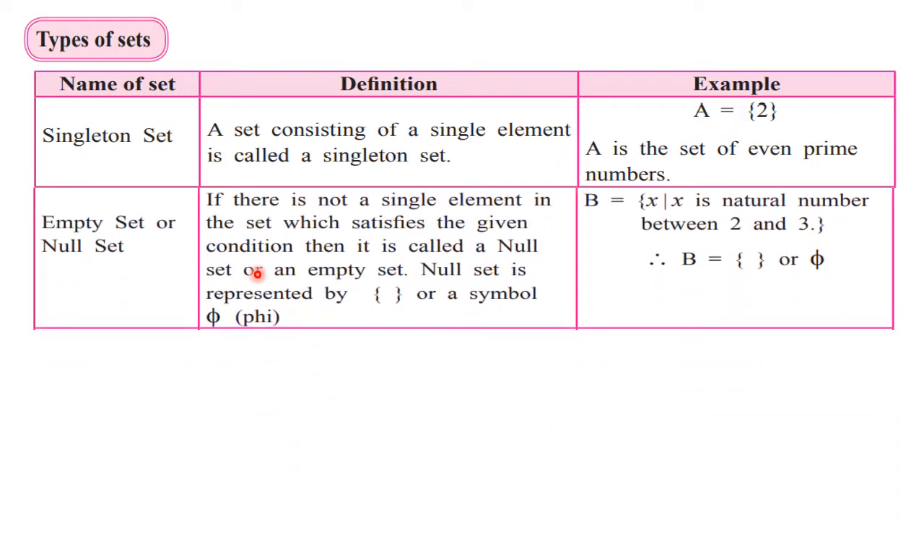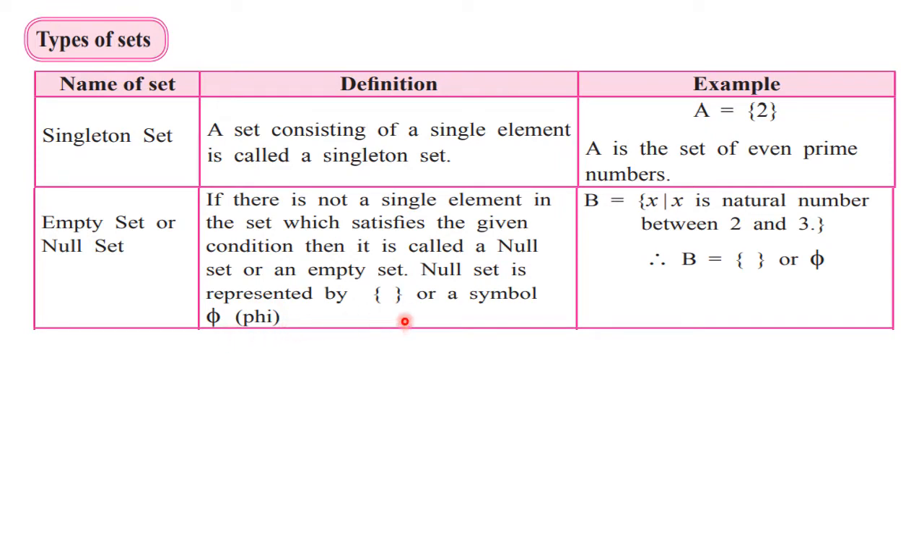Then the second type here is empty set or null set. Empty means no element here. So you can understand that here the set contains no element. So here we can write down that if there is not a single element in the set, then that set is called as null set or empty set. Now this null set is represented by either the empty braces or the symbol phi. So this is symbol phi which represents the empty set. You can write either empty brace brackets or you can write down this symbol phi.